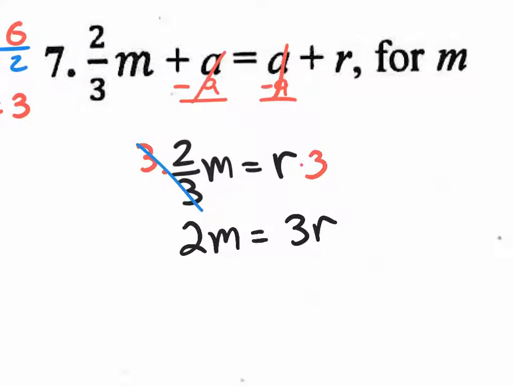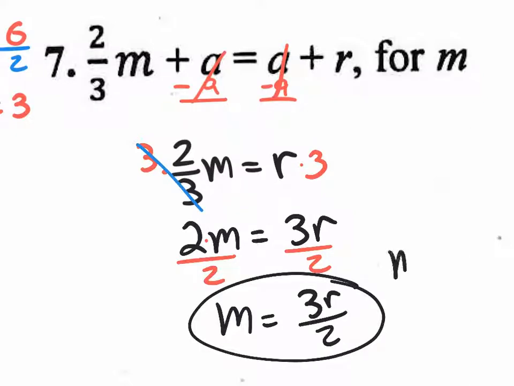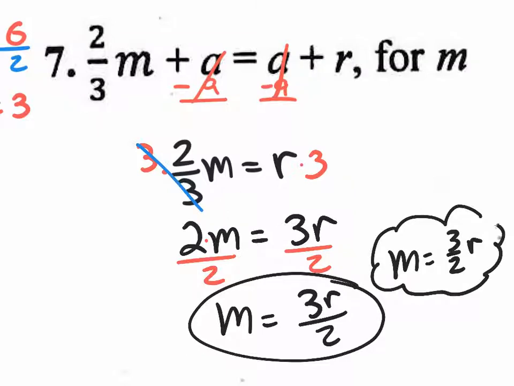And for my final step, you want to get m by itself, so you need to get rid of that multiplication of 2. You're going to divide by 2, divide by 2. So m equals 3r over 2. That's your answer. Or you could also say m equals 3 halves r. Either one's good. I'm going to leave it 3r over 2, but you could do 3 halves r.